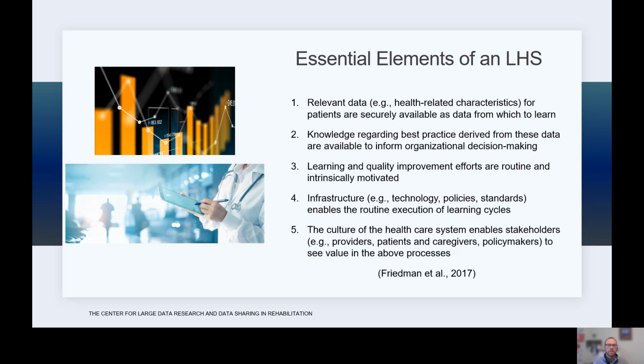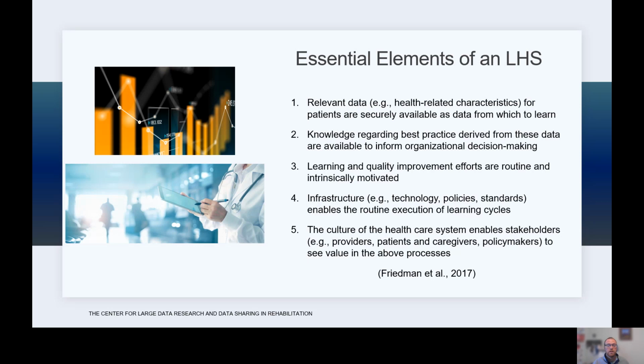So what are the essential elements of a learning health system? First, relevant data for patients are securely available as data from which we can learn. So we're not just capturing this data for billing purposes. We actually want to learn from it so we improve our care delivery and improve patient outcomes. Second, knowledge regarding best practice derived from these data are available to inform the decision-making within the health system.